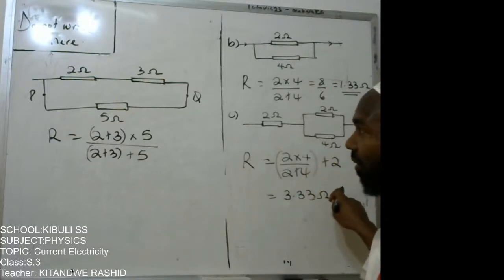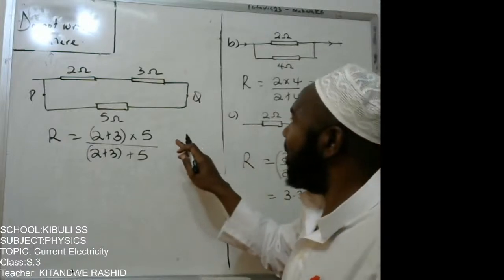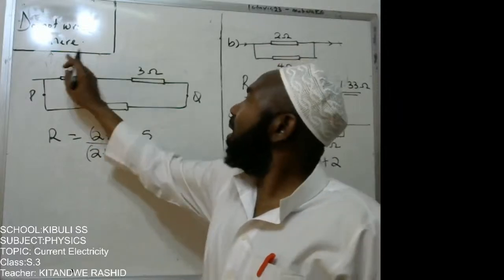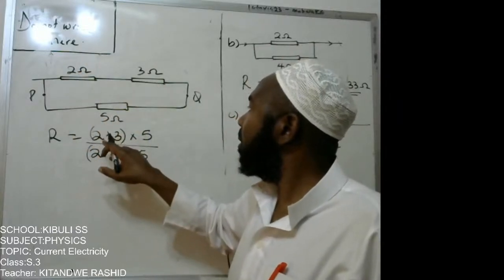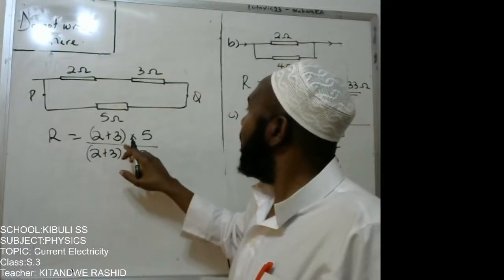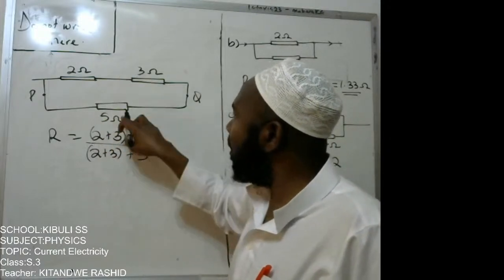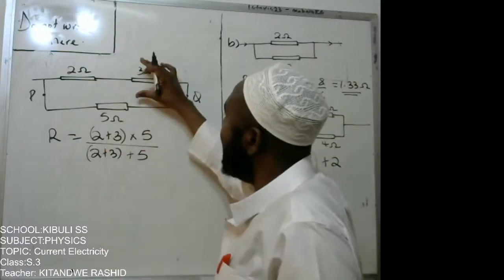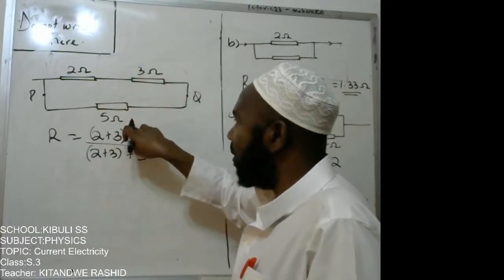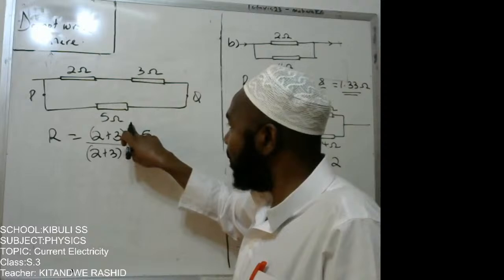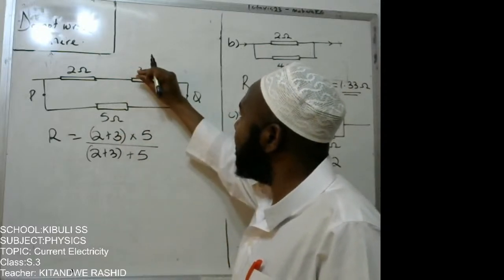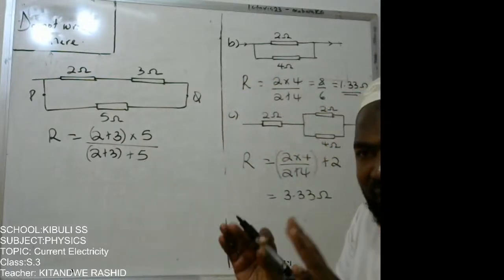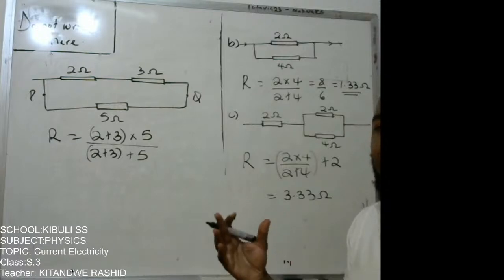We get 3.3. Now this time round, these ones are in series. You first get the resultant of the series, which is 2 plus 3. Now 2 plus 3 is in parallel with the 5. So the product is the resultant of the series multiplied with the 5, and then the sum, the result of the series added with the 5. You now get it. I'm just making a summary. I'm not writing a lot.